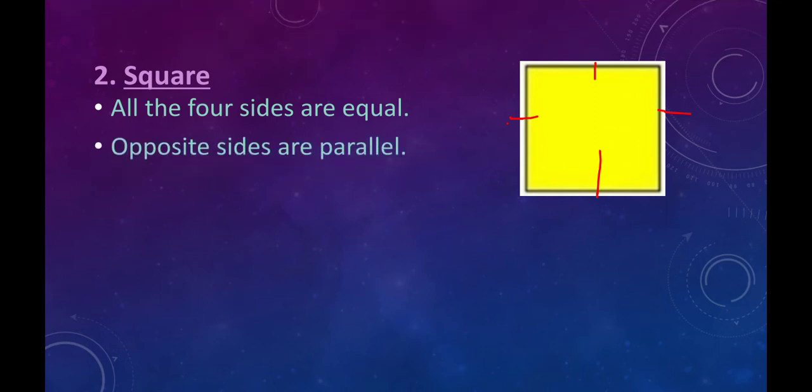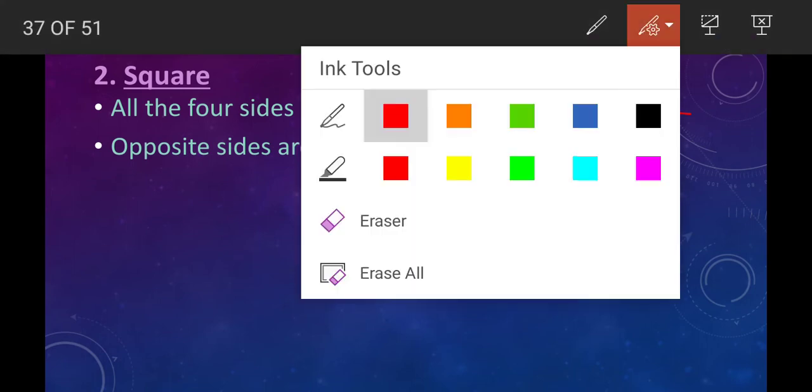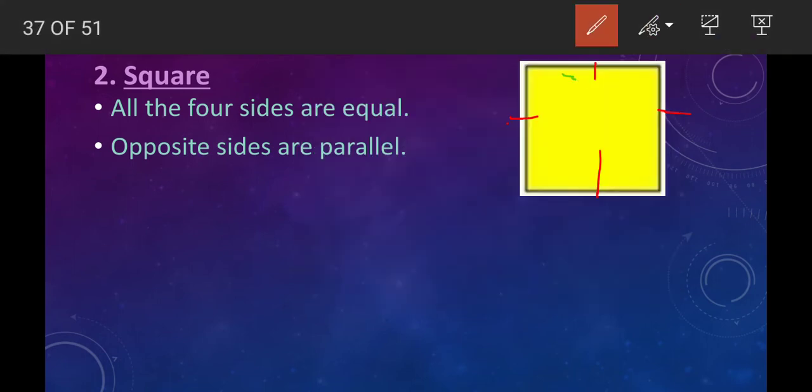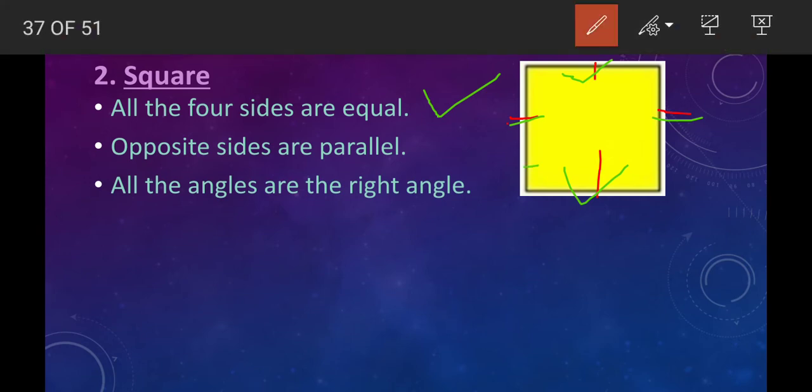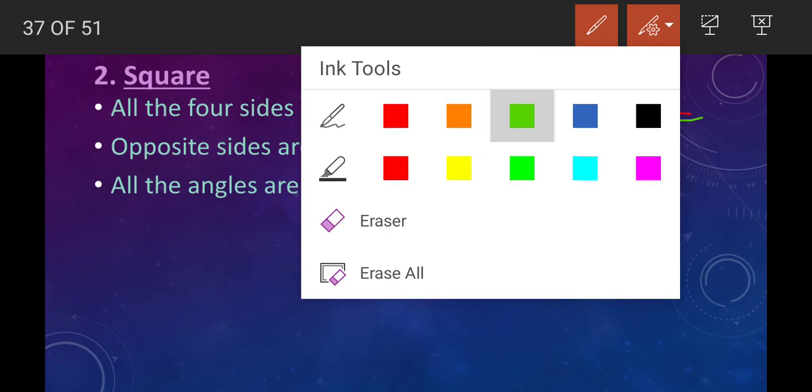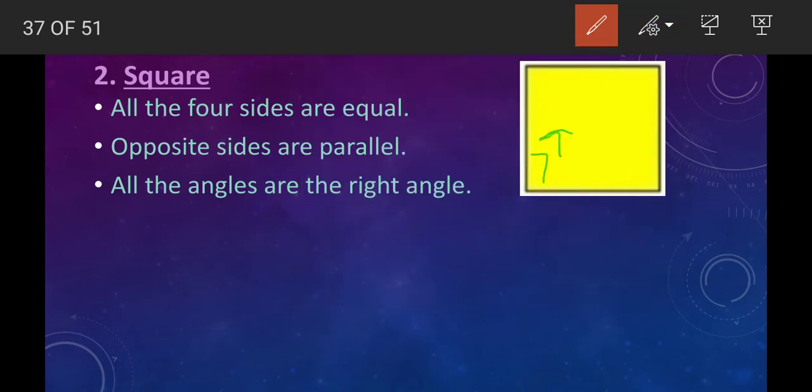Opposite sides are parallel to each other. In this, these two are opposite to each other and these two are opposite to each other. So opposite sides are parallel, same as a rectangle, and all 4 sides are equal. In a rectangle opposite sides are equal, but in a square all the 4 sides are equal. One more thing is all angles are right angles, same as a rectangle. If you measure the corner, then we will get a right angle, that is 90 degrees. Each angle is 90 degrees.